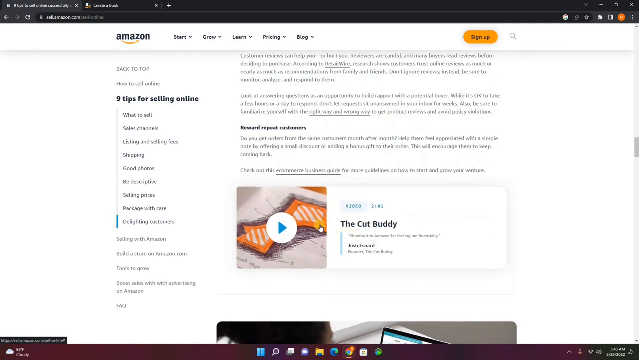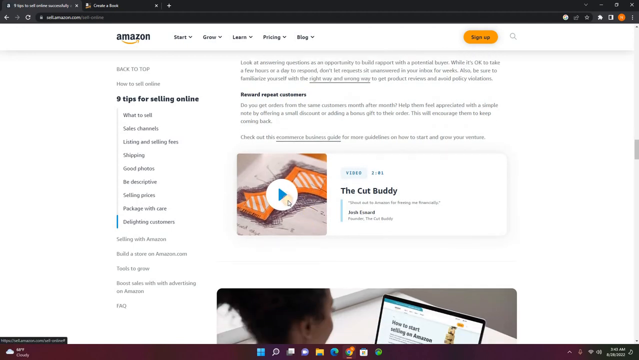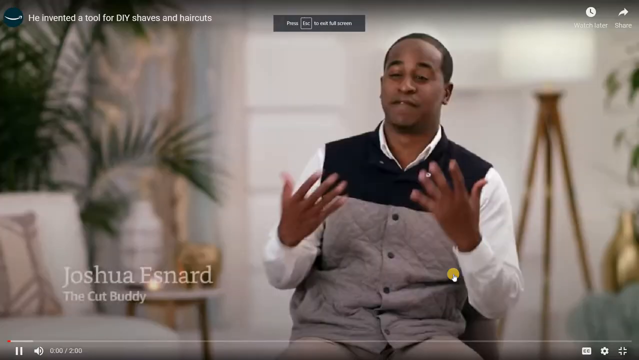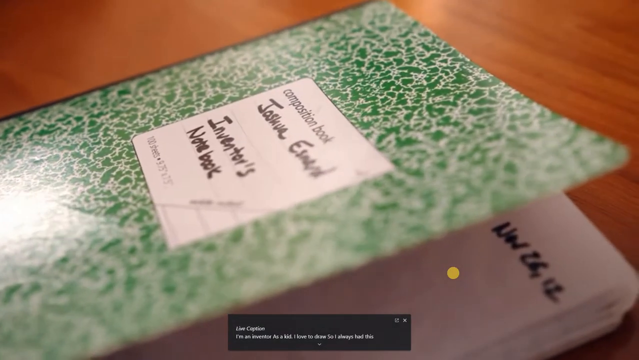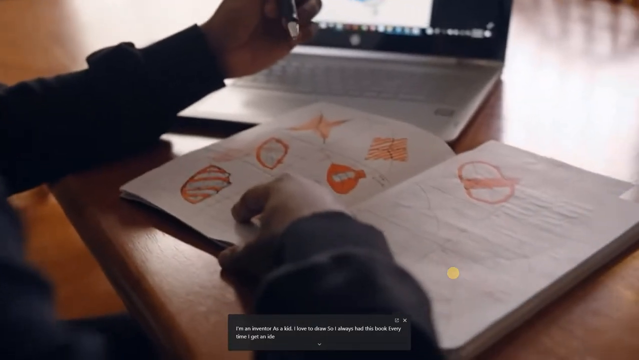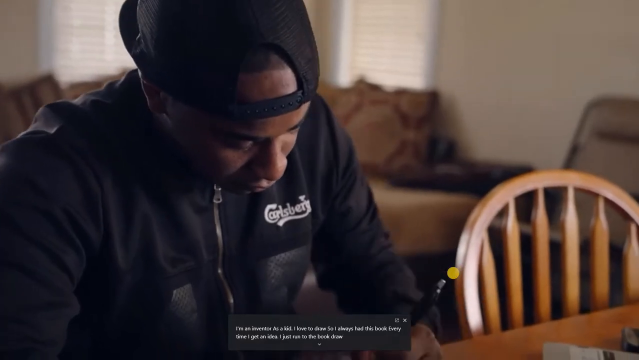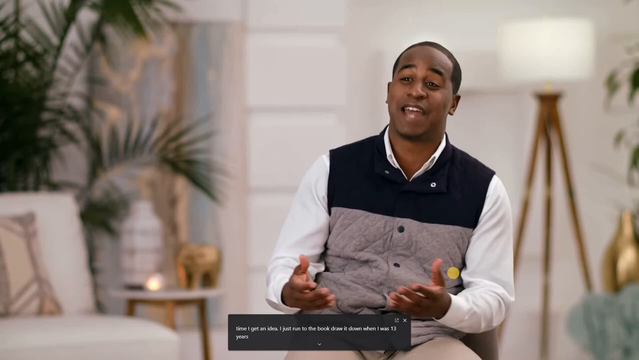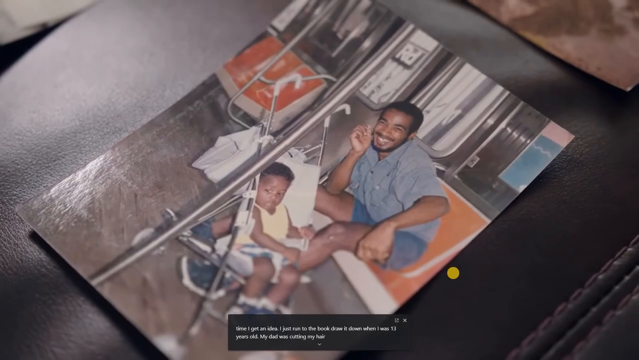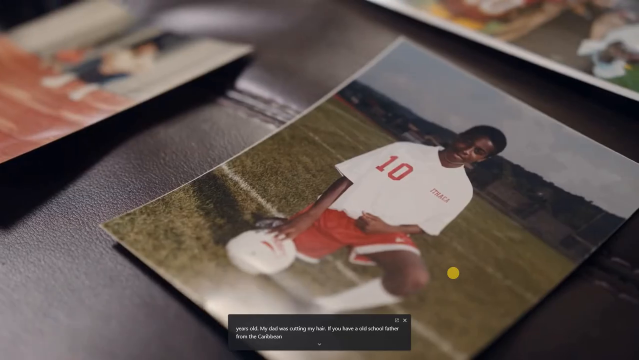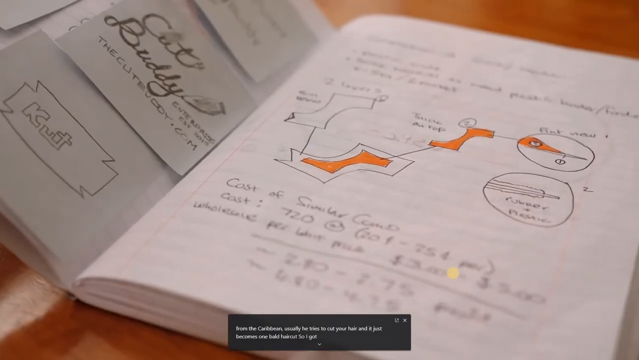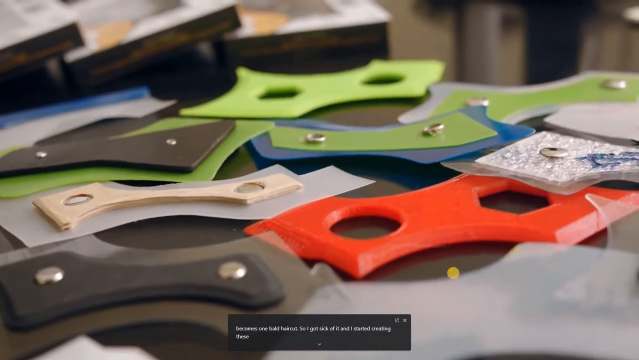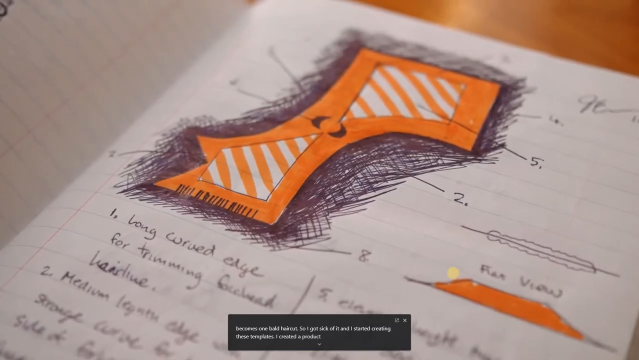So this one I already shared with you, but let me show you one more time because it's good for understanding. I am an inventor. As a kid, I loved to draw, so I always had this book. Every time I got an idea, I would run to the book and draw it down. When I was 13 years old, my dad was cutting my hair. You have an old school father from the Caribbean. Usually he tries to cut your hair and it just becomes one bald haircut. So I got sick of it and started creating these templates. I created a product that would help me cut my own hair perfectly.